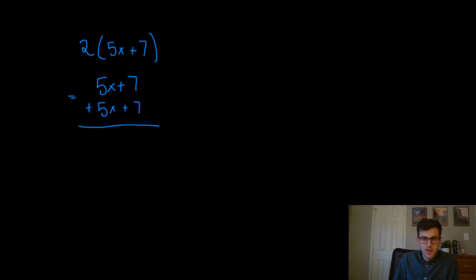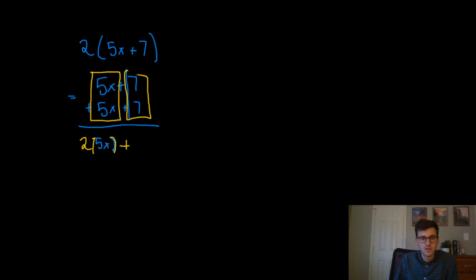Or another way that you might think about this, okay, so I have 2 5x's. I could write that as 2 times 5x. Let's make that orange. And I have 2 7s. So that would be plus 2 times 7.